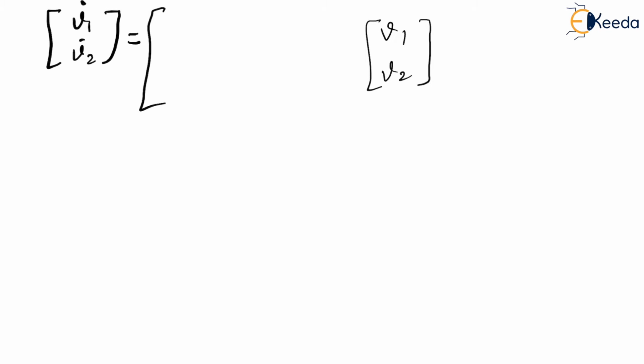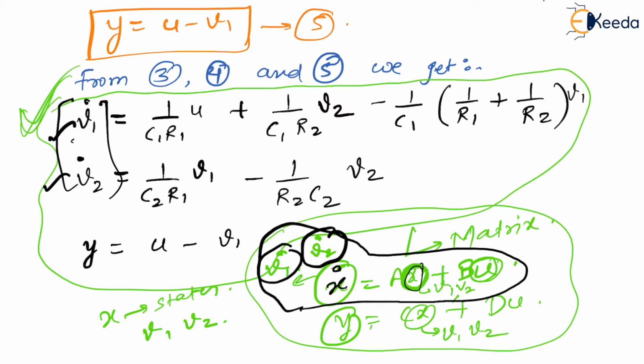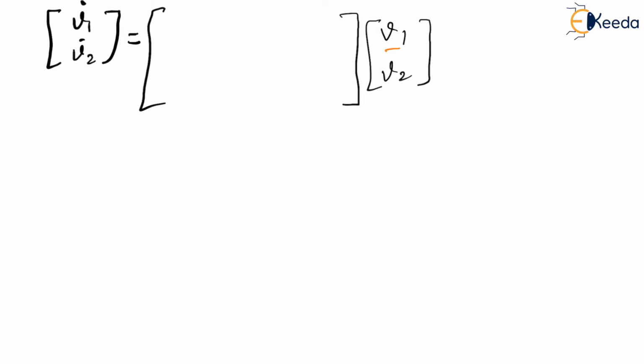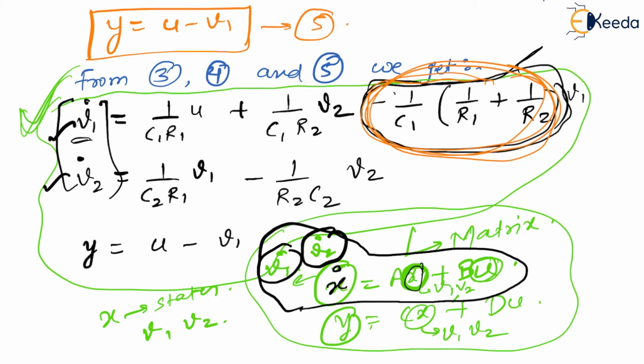right? Now inside this matrix A, let us see what elements will come. If you think of v1 dash, it is going to be the coefficient with v1, which is minus 1 by C1 into 1 by R1 plus 1 by R2. So if V1 is shown here, then that is going to come here: minus of 1 by R1 plus 1 by R2, into 1 by C1.